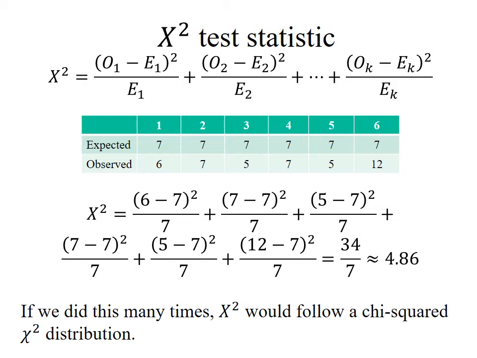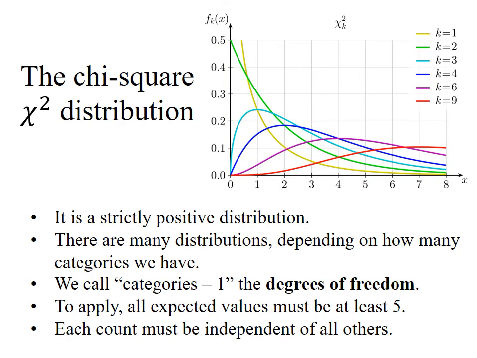If we did this many, many times with a fair die, assuming that the null hypothesis is true, then this test statistic, this chi-squared test statistic, would follow what we call a chi-squared distribution. So we need to know, what's the chi-squared distribution? What does it look like? Here's the chi-squared distribution, or, well, here are several chi-squared distributions.